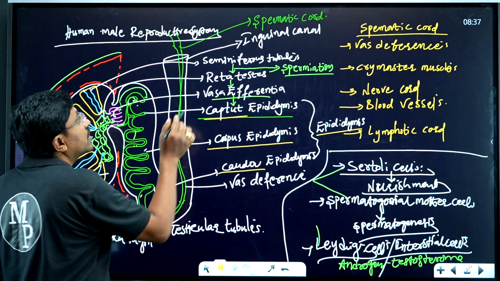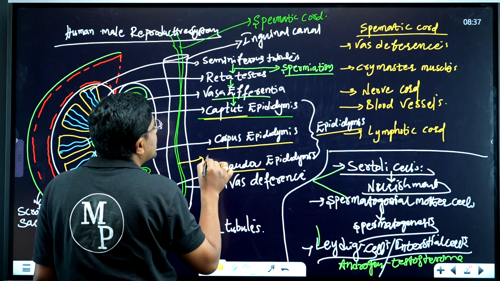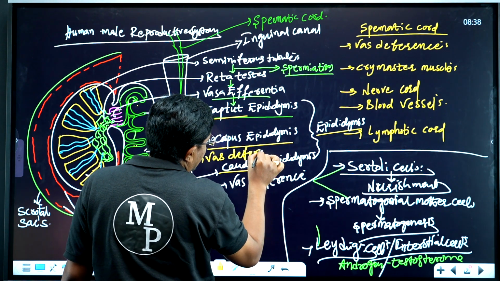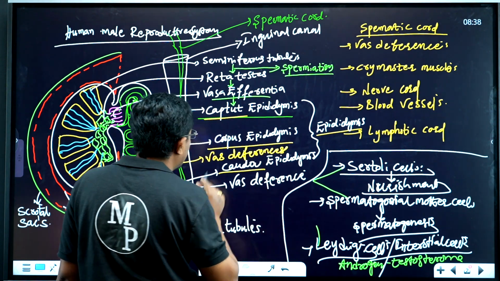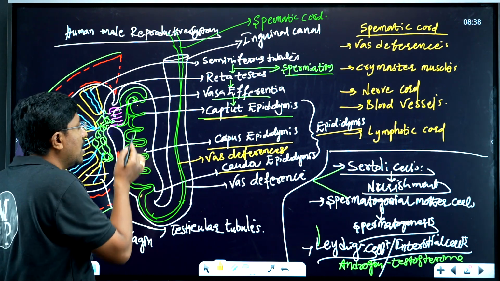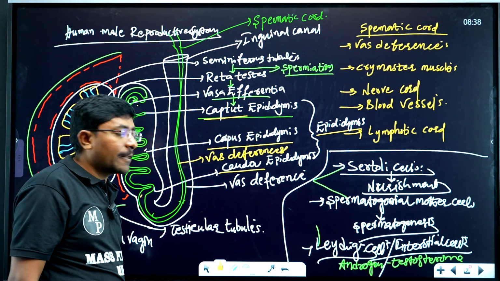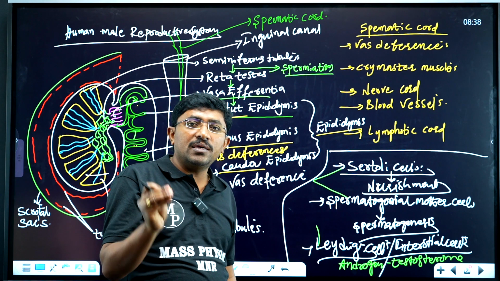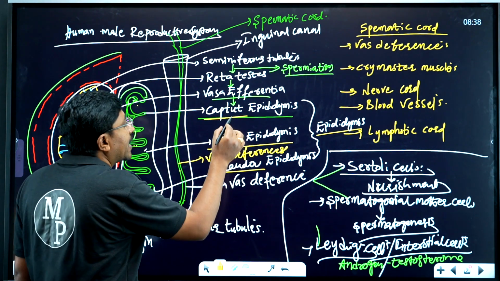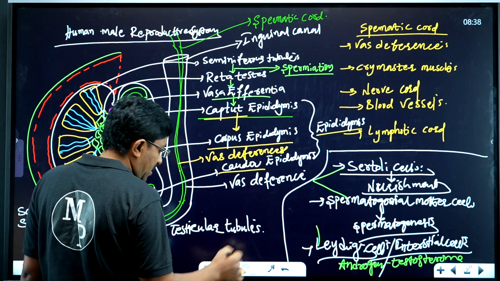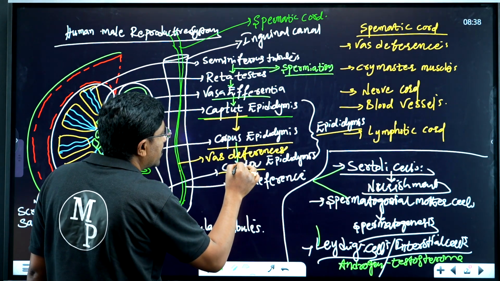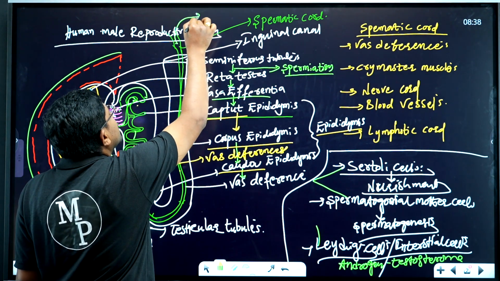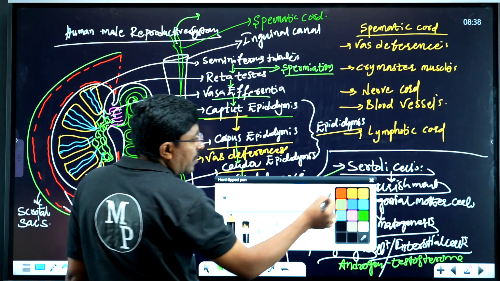The uncoiled portion of the spermatic cord is called the vas deferens. It is the uncoiled portion, while the epididymis is the coiled portion, and all these structures together constitute the accessory ducts. That means caput epididymis to corpus epididymis, corpus epididymis to cauda epididymis, and cauda epididymis to vas deferens.